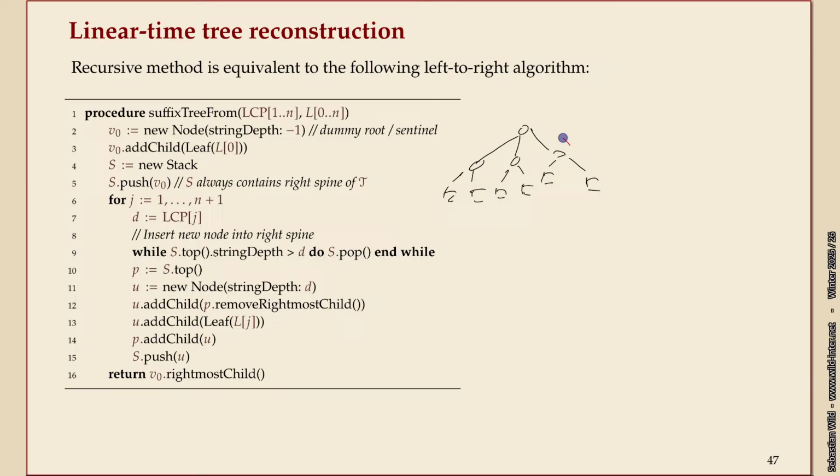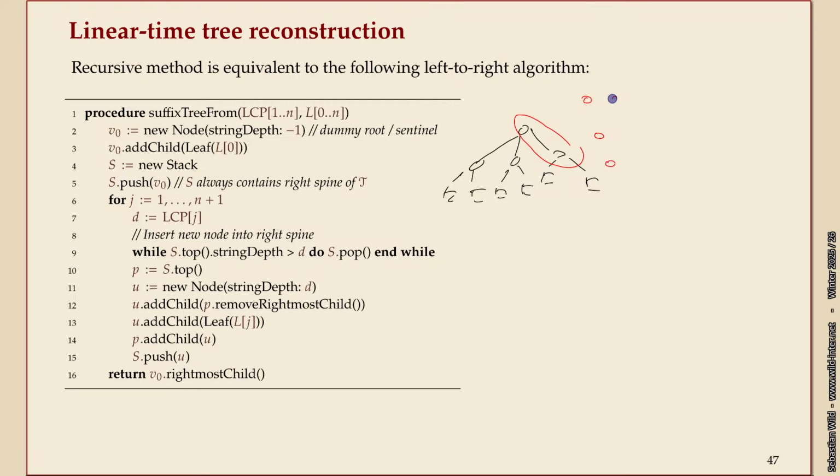I'm going to keep these 2 guys. That's the right spine. I'm following the rightmost child pointer down until I reach a leaf. These 2 I'll keep on a stack from bottom to top, so root downwards. Then when I get the next LCP array value, that tells me how deep the next node has to go in the hierarchy of the tree. It could go up here, or it could go between those 2, or it could go down here. And each case gives a slightly different tree.